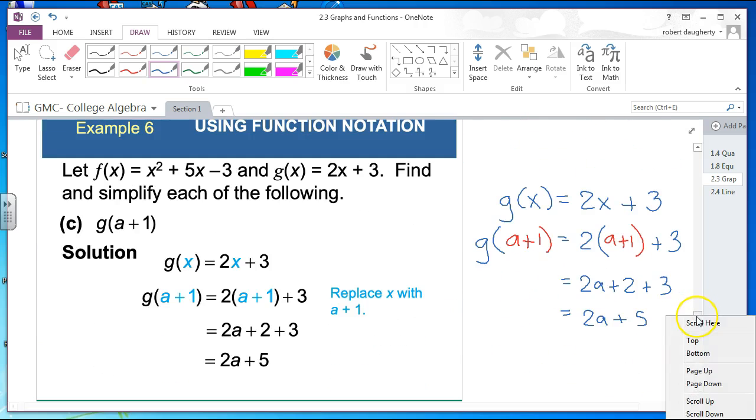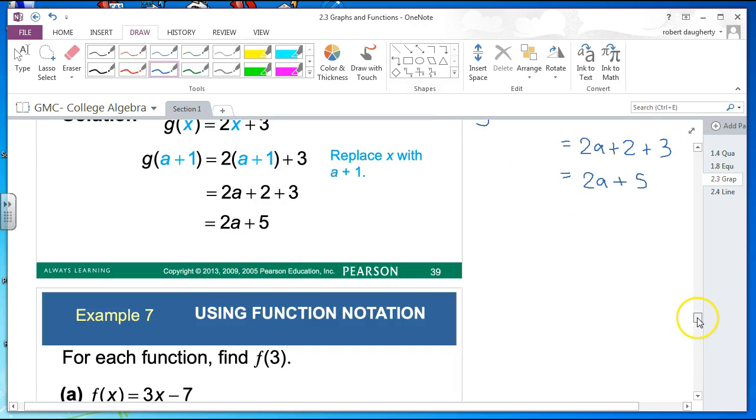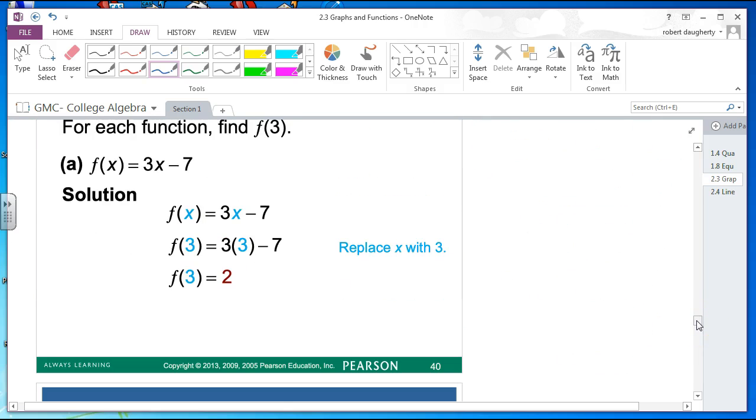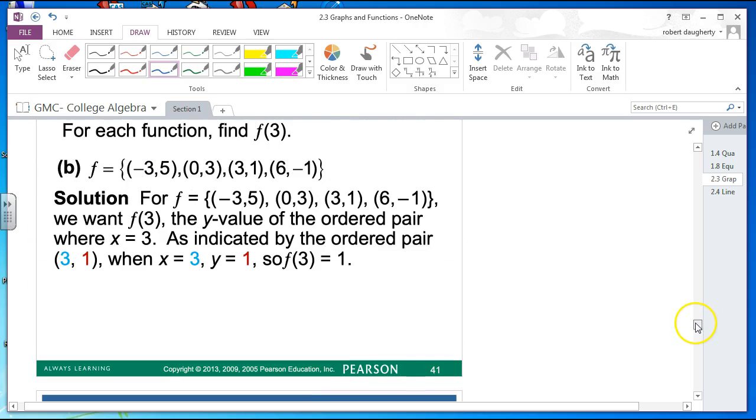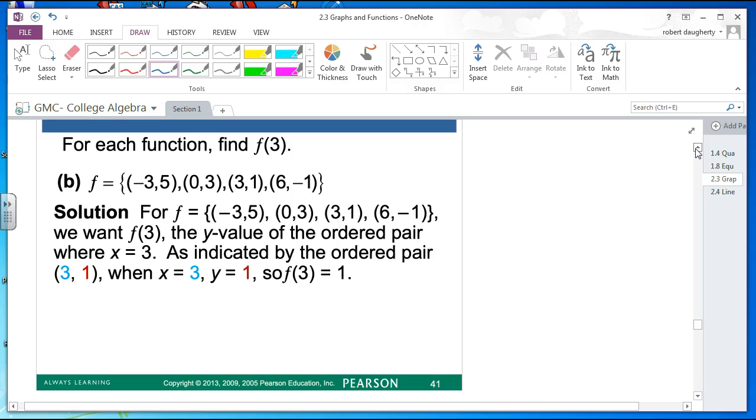Next example, so we did that g of a plus 1. And this next one, for each function, find f of 3. So in this case, all you do is plug in a 3 for x. So when you plug in a 3 for x, that's 9 minus 7, which is 2. Find f of 3 in the next function. That means when you have an input value of 3, what is your output value? That is 1. So this tells me that f of 3 equals 1. When x is 3, y is 1.